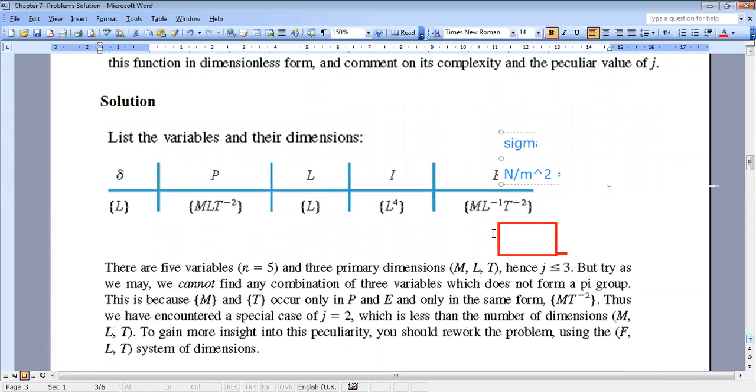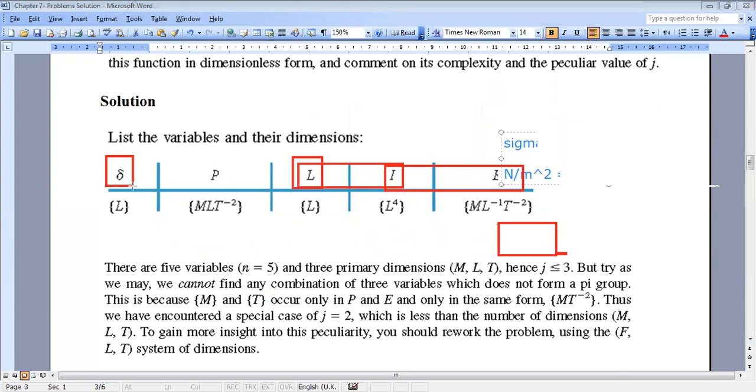You can take E and I together, for example, but at least you should have P or E. Yani, if you don't choose P or E, it will not work, because if you take L with I, it will not work, because they can't form a group. If you take L with delta, also it cannot work, because when you take L with delta, or L with I, you only have L. So of course they will form a group.